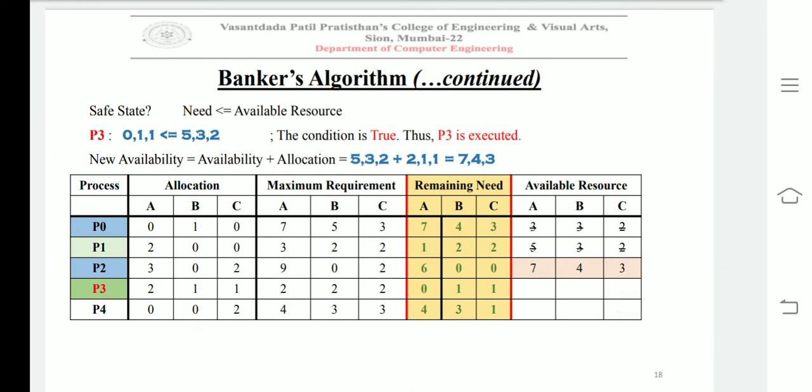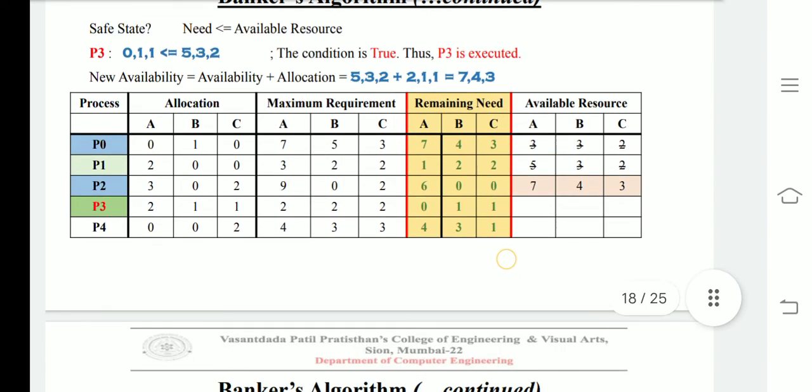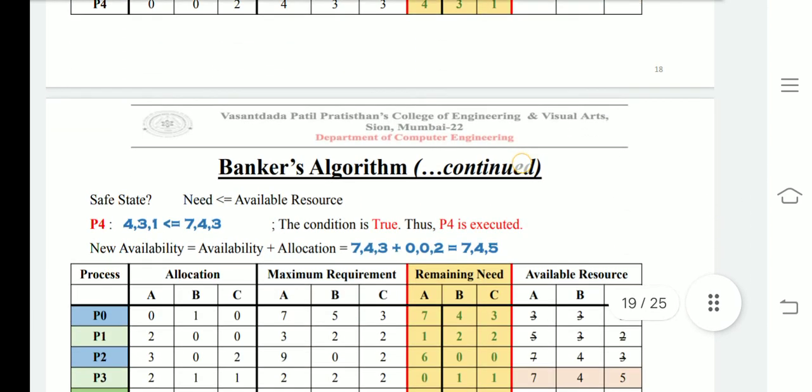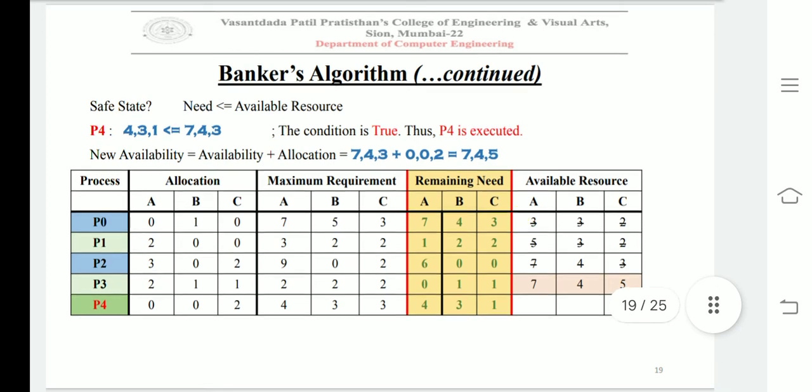Then we will proceed with process 3. Again we will check the condition. We find that the condition is true. So we will execute P3 and update the value, and our new availability will become 7, 4, 3. Then we will check for process 4, that is P4. Again we find that the condition is true. We will execute P4 and update the value. Our new availability will become 7, 4, 5.